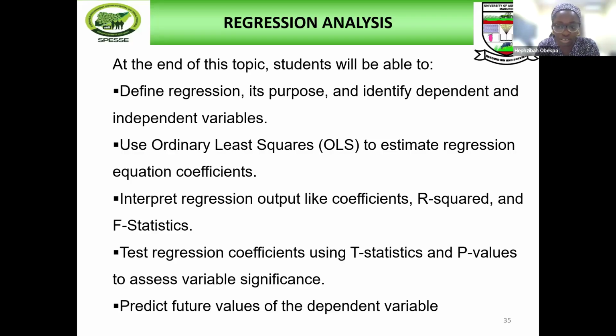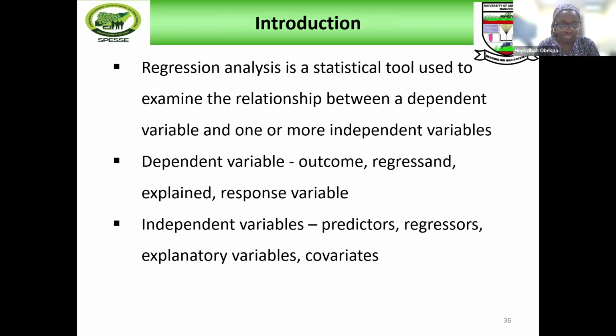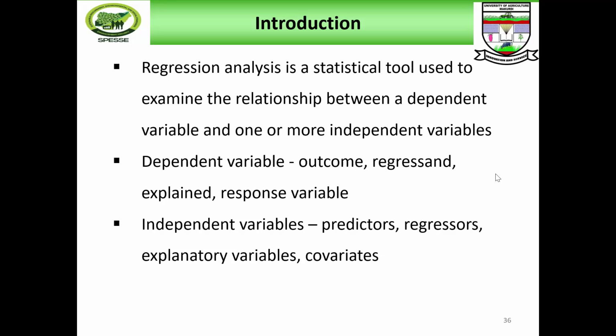I'm sure you have gone through the slides. I've given the different levels for p-values and their level of significance. T might be a little bit confusing; it's easier to use P than T. Then you should be able to use regression to predict future values of the dependent variable. Can I move on? Yes, ma'am.